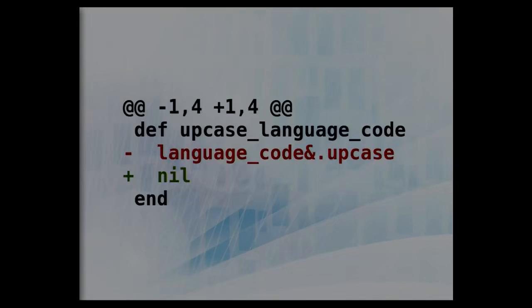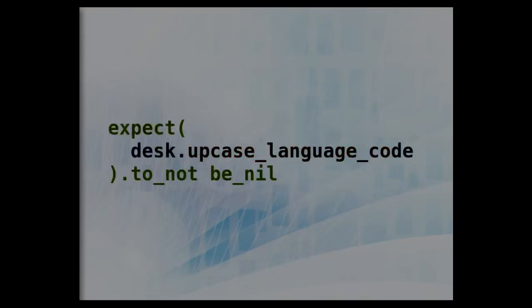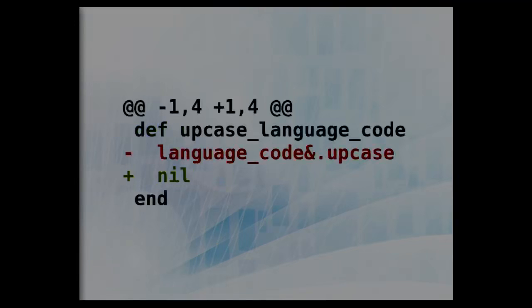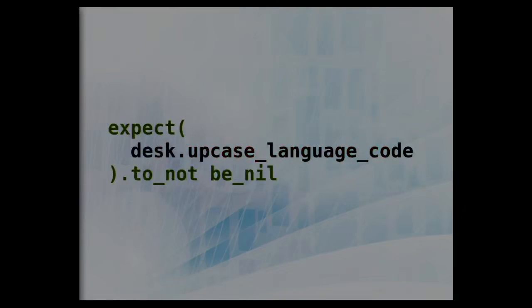First possible mutation: instead of returning the uppercase string, my method under test returns nil value. So what tests can you propose so I can kill this? Obviously not nil. Yes, correct. So we execute the method under test and expect the result to obviously not be nil. If we apply the mutation and run the test, the method will return nil and the expectation will fail. Everything will fail and we kill the mutant.